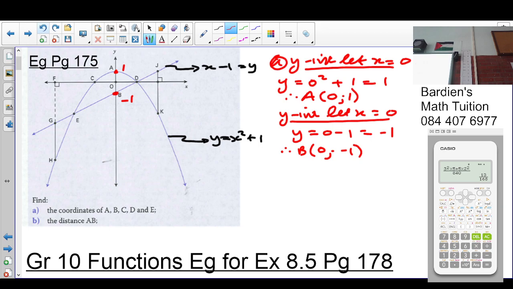Then they ask you for C and D. You see, D is the x-intercept of the straight line. However, it's also the x-intercept of the parabola. But if you work out the x-intercept of the parabola, I will actually get C and D's answer. So I would go with the parabola's calculation now. Okay? So what do we do for our x-intercept? Let y equal to 0. And it's on the parabola. 0 is equal to negative x squared plus 1.